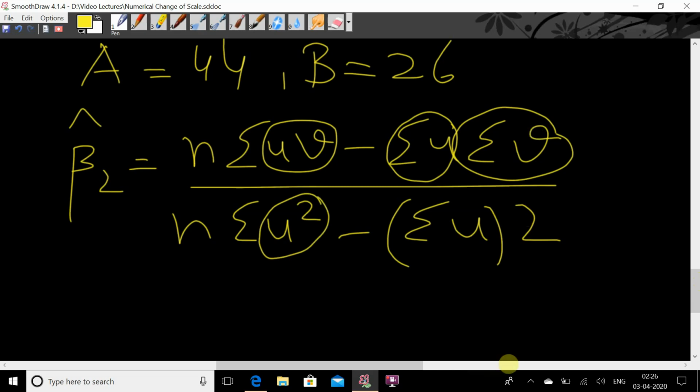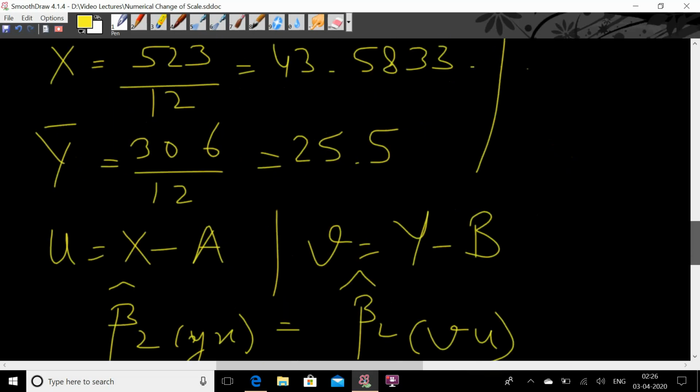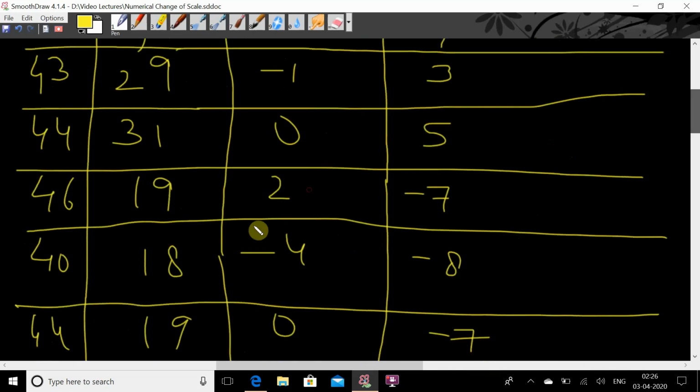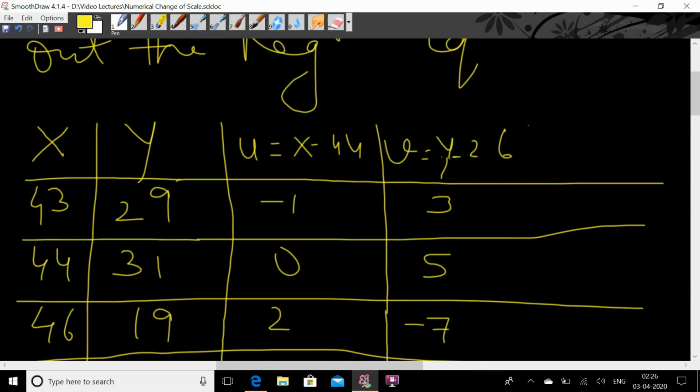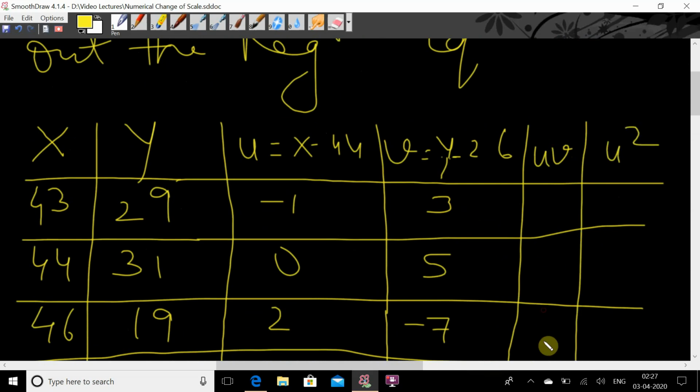Is this clear? So basically, the next two columns would be uv and u square. For example, in this case uv would be minus 1 into 3, so this is minus 3, and u square would be 1.